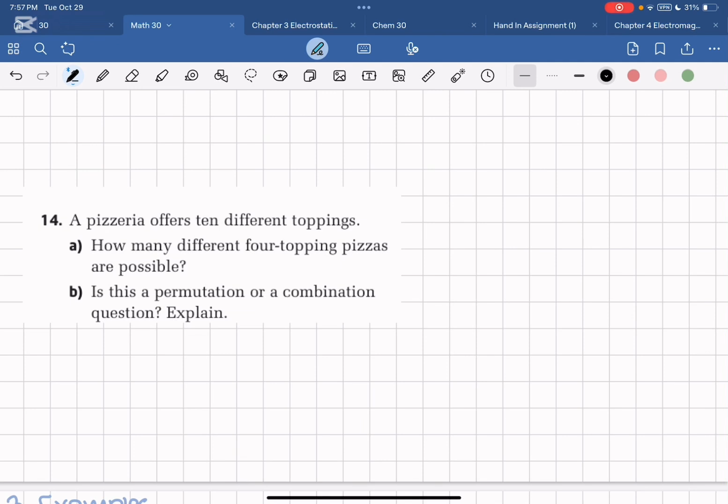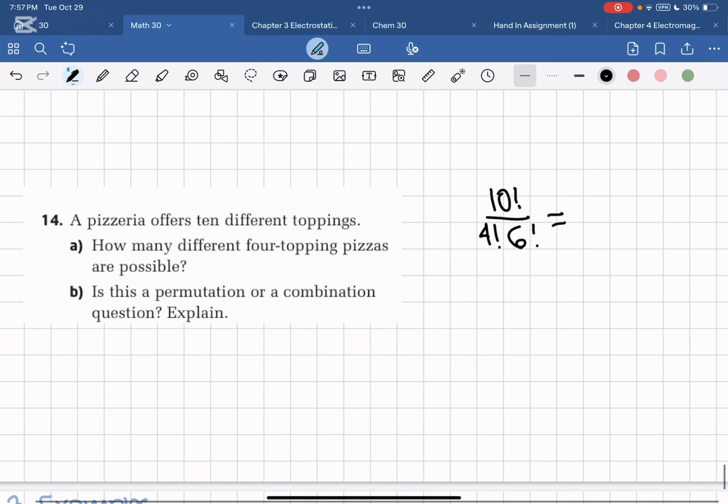Okay, this is the last question that I'll be going over. So we have 10 different toppings, and you can do a 4-topping pizza. This is, again, exactly the same as every single other question we've done so far. 10 factorial divided by 4 factorial, and then we've got our n minus r here. So 10 minus 4 is 6 factorial. And I think I've got that number down. Yeah. We've got 210 possible combinations.